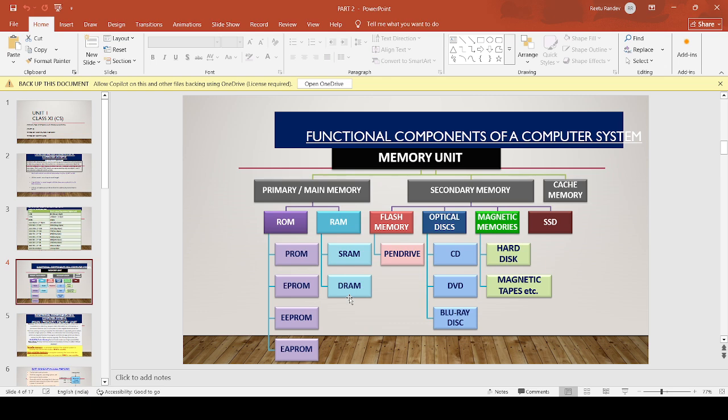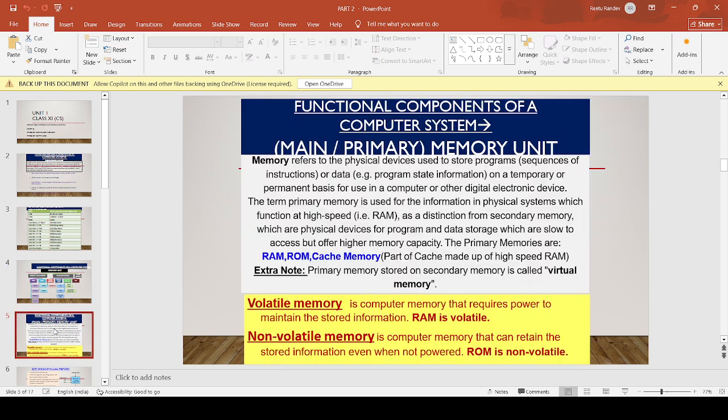Secondary memory we often use in the form of flash memory, that is the pen drives, the optical discs like DVDs, CDs, and magnetic discs in the form of the floppy disk, hard disk, magnetic disk, etc. And SSD, nowadays we are using it for high speed, high capacity. SSD is also being used.